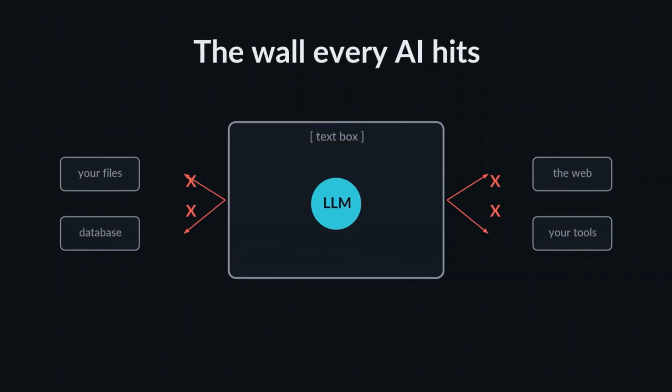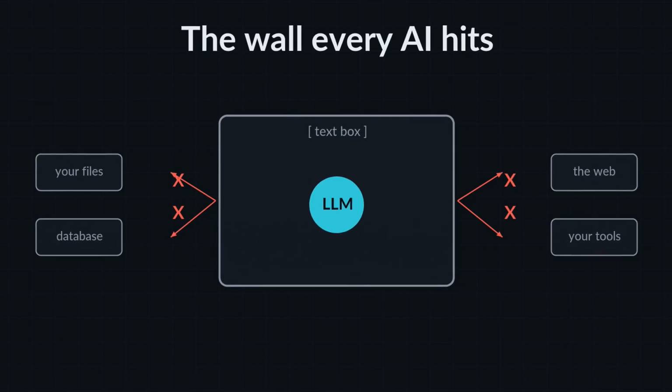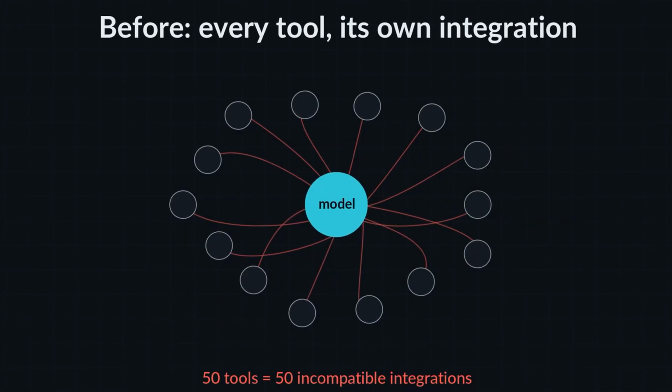If you've used Claude or ChatGPT, you've hit the same wall. The model is smart, but it's trapped in a text box. It can't read your files, hit your database, or touch the real world. In this video, I'll show you exactly how MCP, the Model Context Protocol, breaks that wall, how it works under the hood, and how to wire it up yourself. No fluff. Here's the core problem.